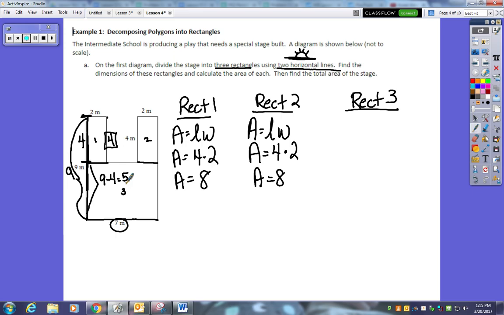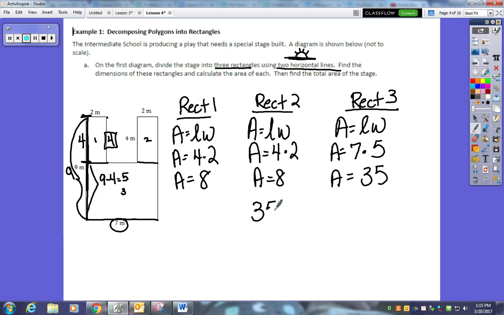So the area of rectangle 3 can be found by multiplying 7 times 5, which is 35. To find the total area of the stage then, I would take 35 and add it to 8 and 8, which gives me 51 square meters.